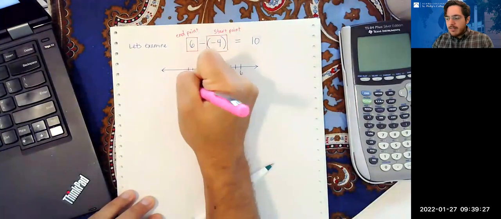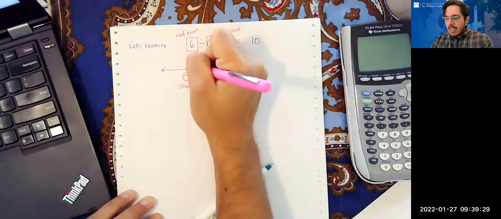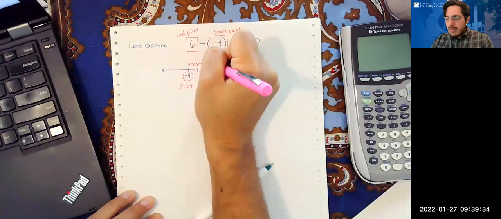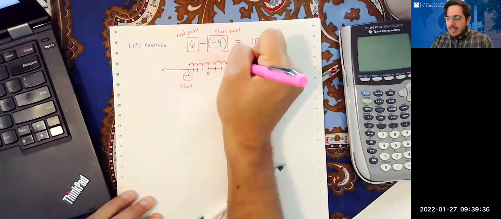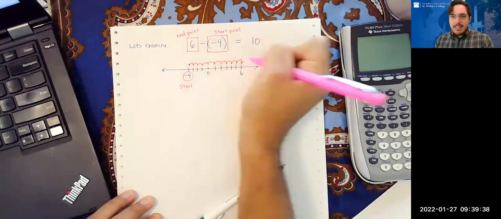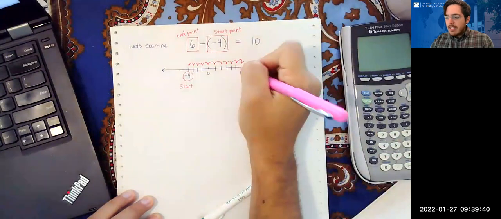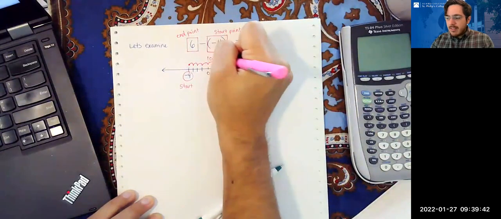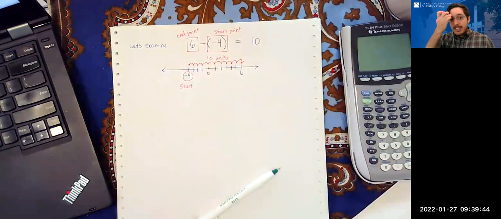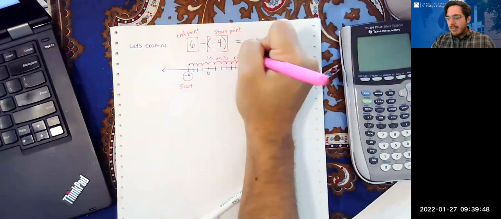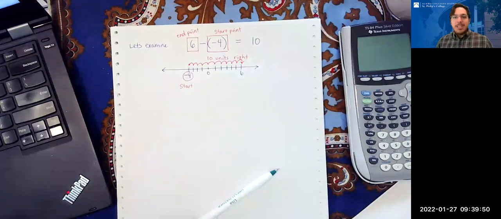If I started here, then I have to count 1, 2, 3, 4, 5, 6, 7, 8, 9, 10. I moved 10 units in which direction? To the right. 10 units to the right. That's why my answer should be positive 10.